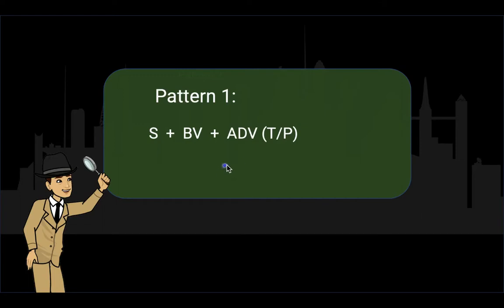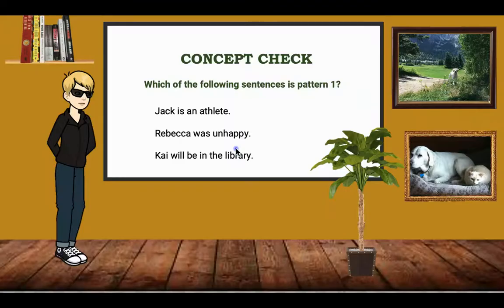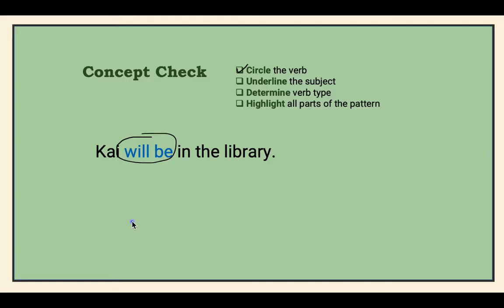So here's what pattern 1 looks like. Subject plus be verb plus adverb of time or place. This is the only pattern that might have a prepositional phrase in it as part of this adverbial. Time for a concept check. Pause the video until you have the answer. Which of these sentences is pattern 1? Hopefully you picked sentence number 3. Kai will be in the library.